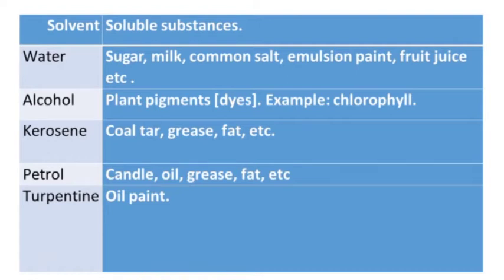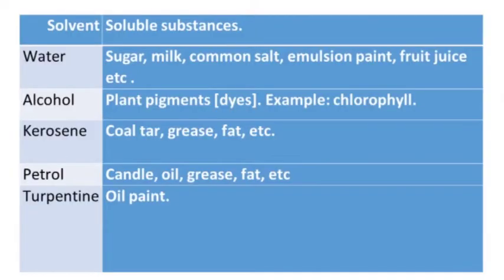Then we also come to a solvent like turpentine. It can dissolve oil paint. That's why our painters, when they are using oil paint, normally use turpentine as a solvent to dissolve it.